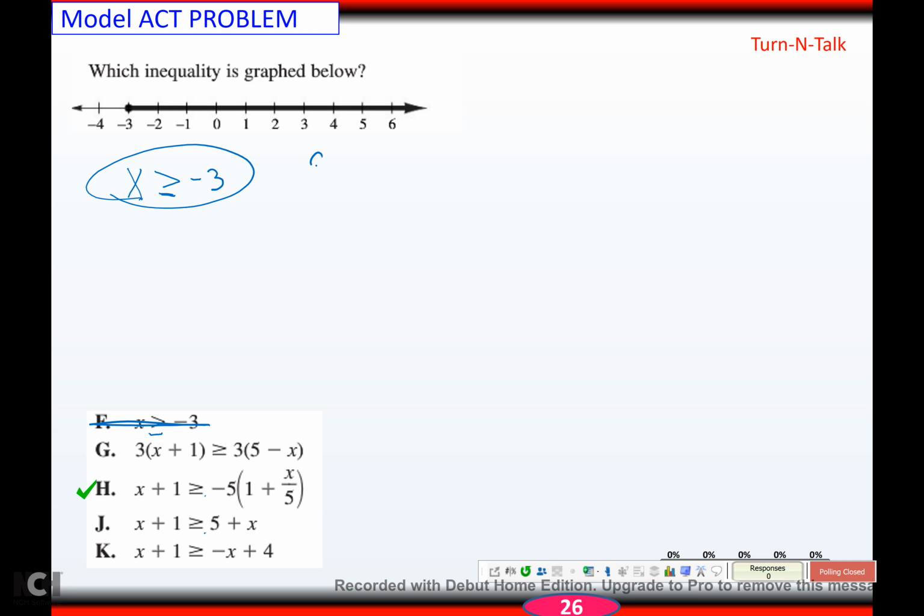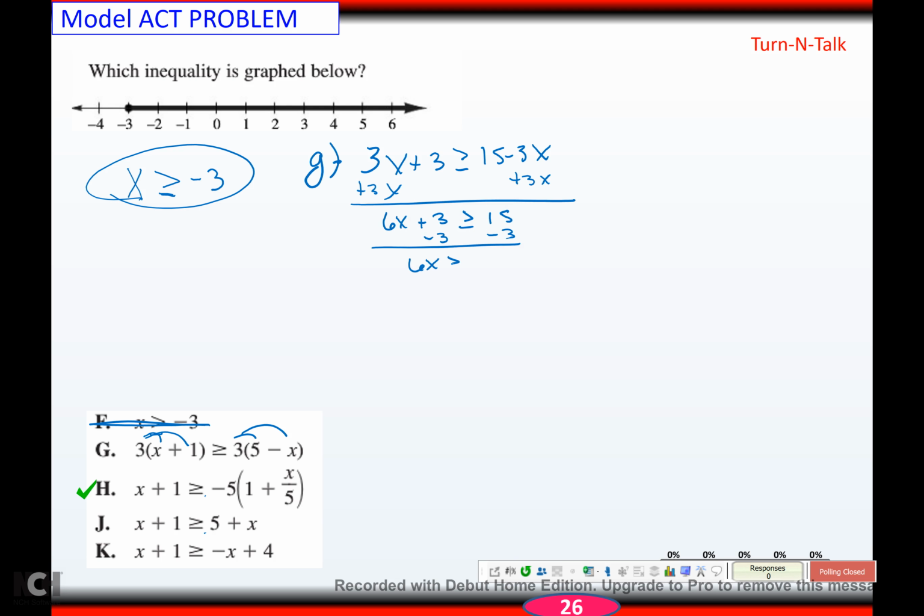So if I look at G, I have to distribute: 3x plus 3 greater than or equal to 15 minus 3x. So let's see, if I get my x's on the same side, I'm going to add 3x. I get 6x plus 3 greater than or equal to 15, minus 3, 6x greater than or equal to 12. When I divide by 6, I get x is greater than or equal to 2, which is not what I wanted, so G is not it.